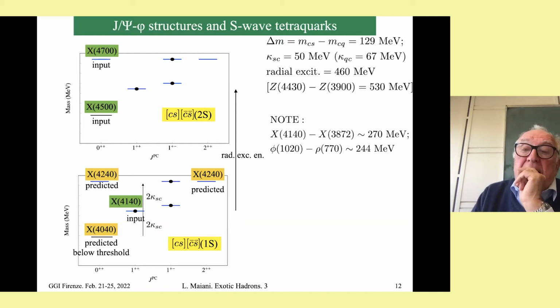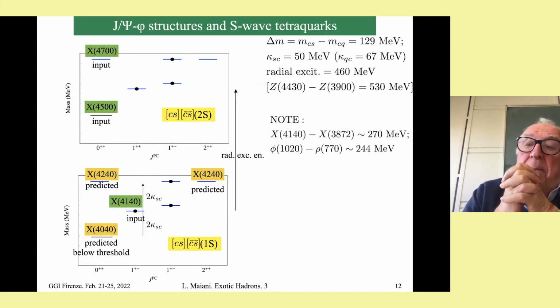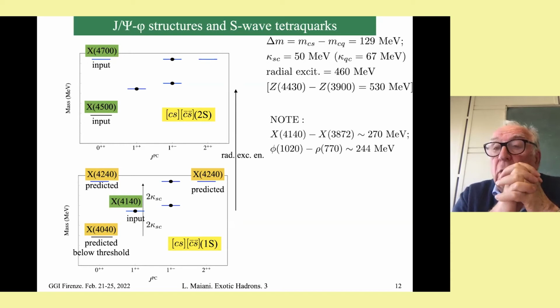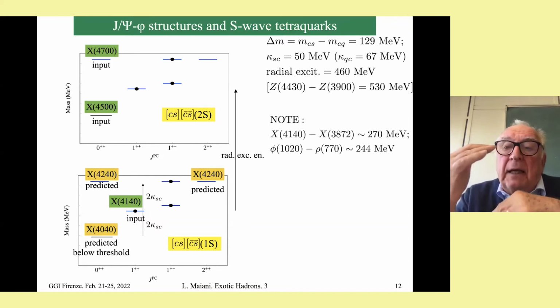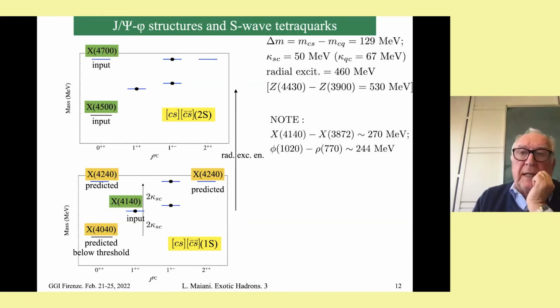So it is interesting, and I will come back to that tomorrow, that the difference between the 4140 and 3872, which are the two that are in the same position as tetraquarks but with different flavors, is about 270 MeV. And it's very close to the mass difference between the phi 1020 and the rho 770. So they really look like two components of a nonet, which has a light QQ bar composition, and then, of course, weighted with the CC bar in the charm particle.